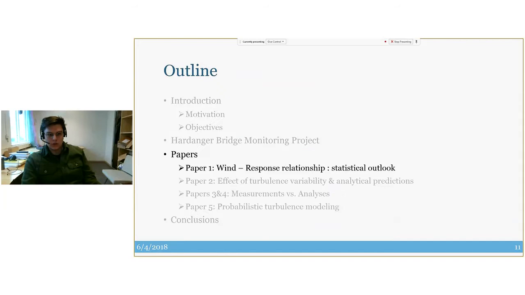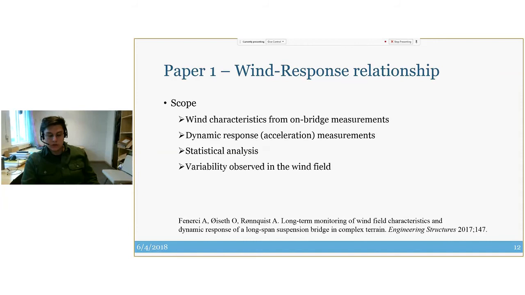And now we can move on to the results and the papers. First of all, as I said, we will look at the wind response relationship from a statistical point of view. So, in this paper, what we did is we evaluated the wind characteristics from on-bridge measurements, so using the measurement system, and we also gathered the data concerning the acceleration measurements, which is the dynamic response of the bridge, and we conducted a statistical analysis to investigate the relationship between them.